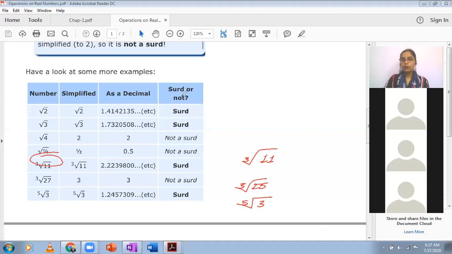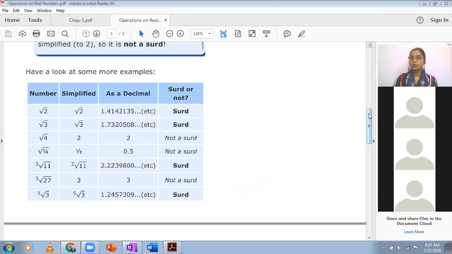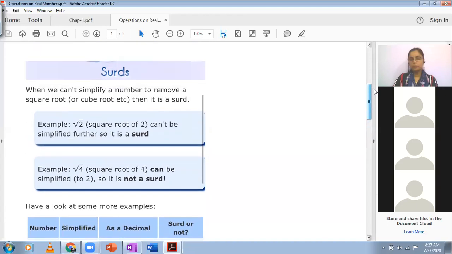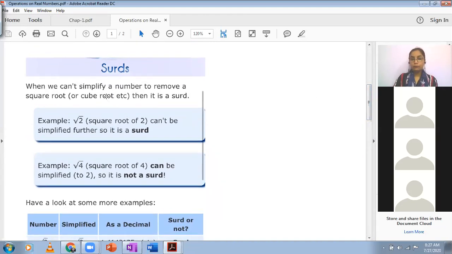And what we are trying to look at here is that if there is any value which is under the root, it could be a square root, it could be a cube root, it could be any root. If you are able to simplify that and obtain a rational answer, then we say that it is not a surd. Otherwise, if it stays under the root, it will be a surd.